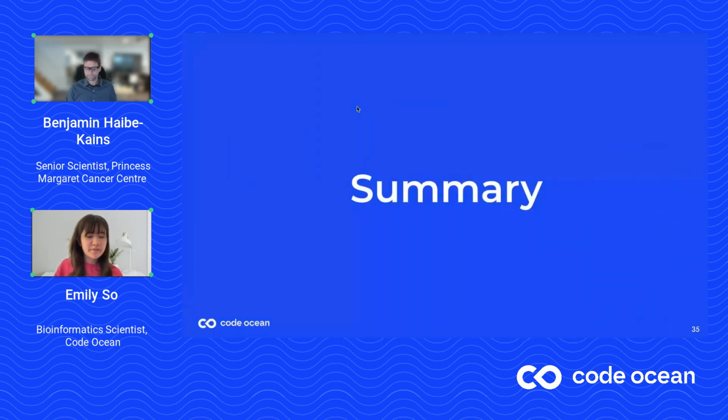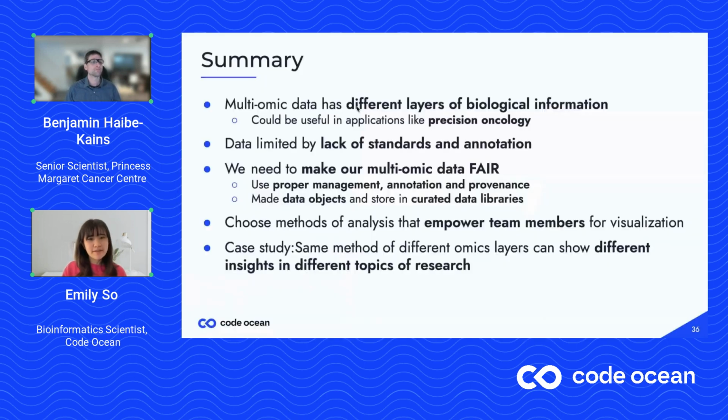Okay, great. Thanks so much, Benjamin, for highlighting that case study. Very interesting. I'm now going to go over a summary of what we've covered today surrounding leveraging public multi-omic data sets for computational research. We first highlighted that multi-omic data can be described as different layers of biological information to gain a better view of a given context. And we also highlighted that this type of context, including information from genomics, transcriptomics, chemistry, and pharmacology, could be useful in applications like predictions surrounding precision oncology and drug response.